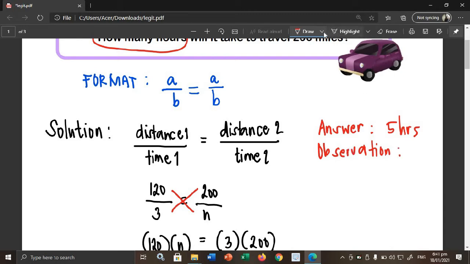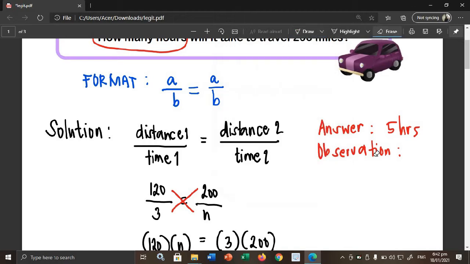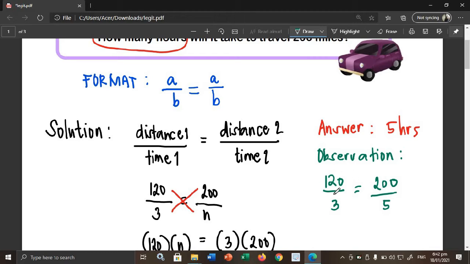And then, to understand why this is a direct proportion, let's see if their values go in the same direction. Let's rewrite the ratios. We have 120 over 3 is equal to 200 over 5. So 120 and 200 are the distance, right? And 3 and 5 are the hours.